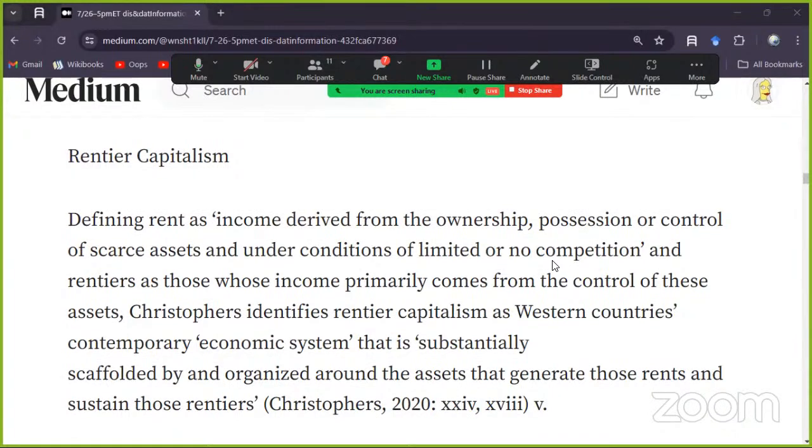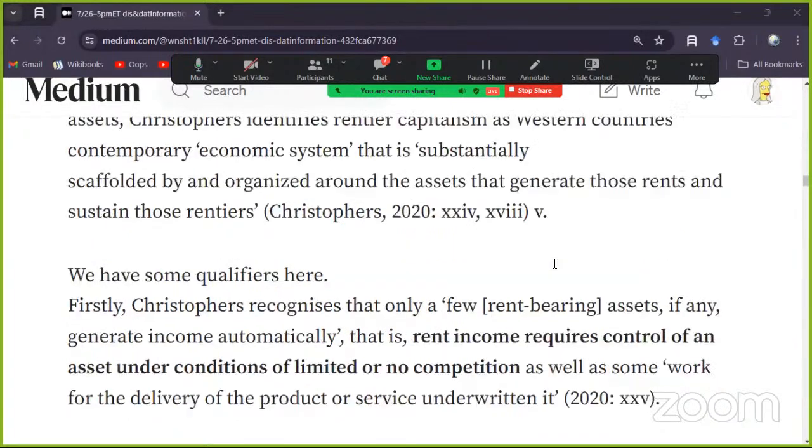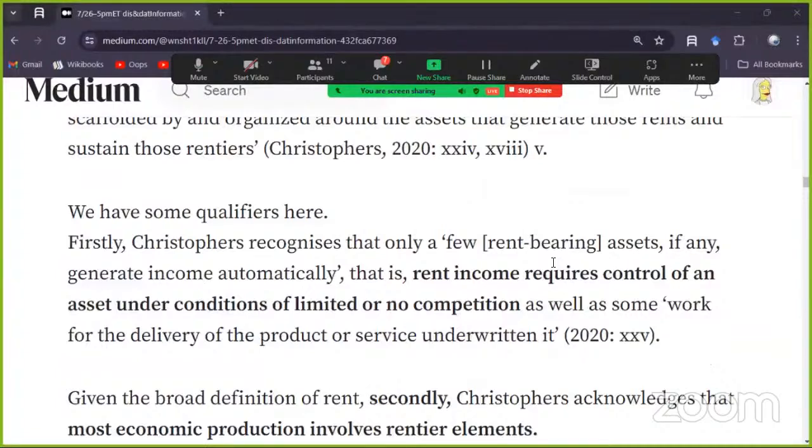Christopher recognizes only a few rent-bearing assets, if any, generate income automatically. That is, rent income requires control of an asset under conditions of limited or no competition, as well as some work for the delivery of the product or service underwritten by it. So there's some kind of control, either direct or indirect, given the broad definition of rent.